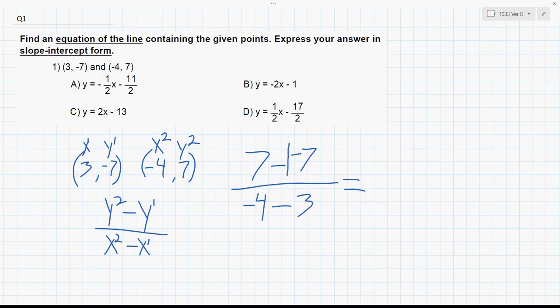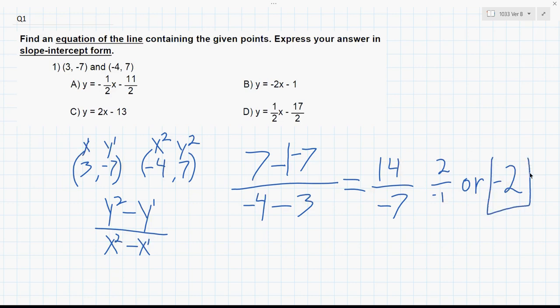When we minus a minus, it's actually a plus. So 7 plus 7 will be 14, and you'll have -4 minus 3, which would be -7. We can simplify because both numbers are divisible by 7. That gives us 2 over -1, or we would write it as -2.